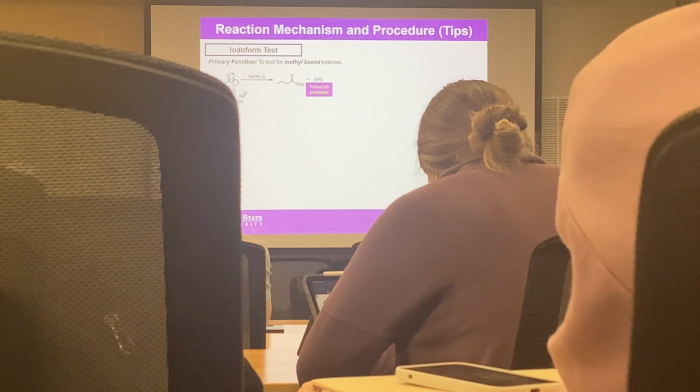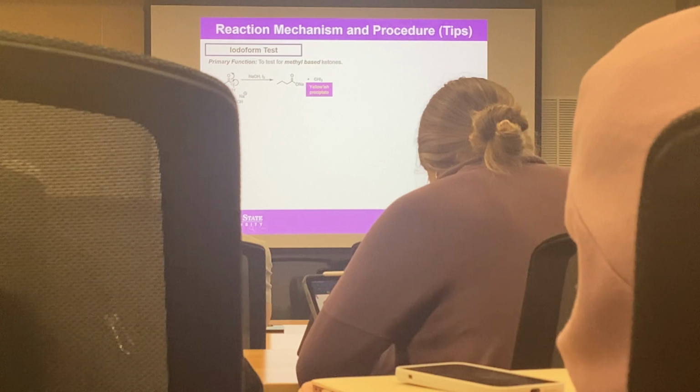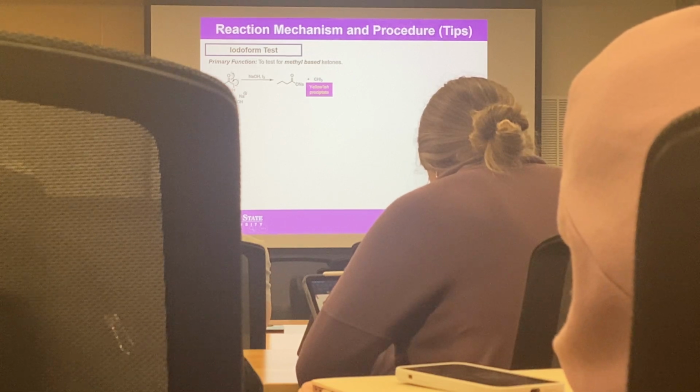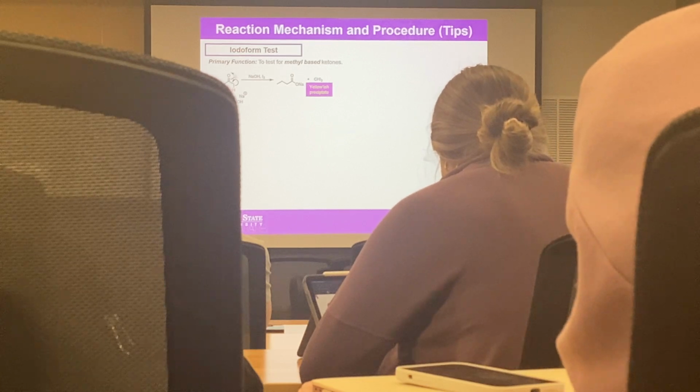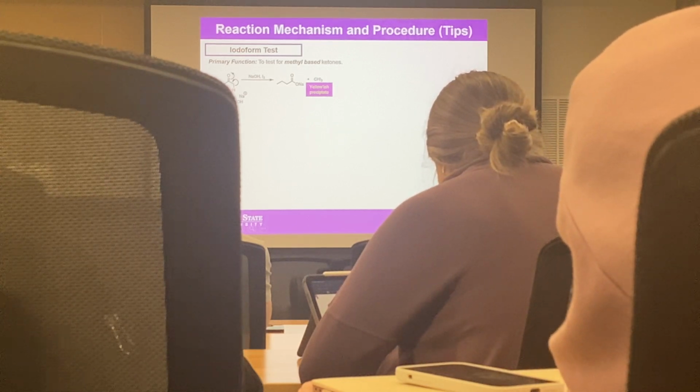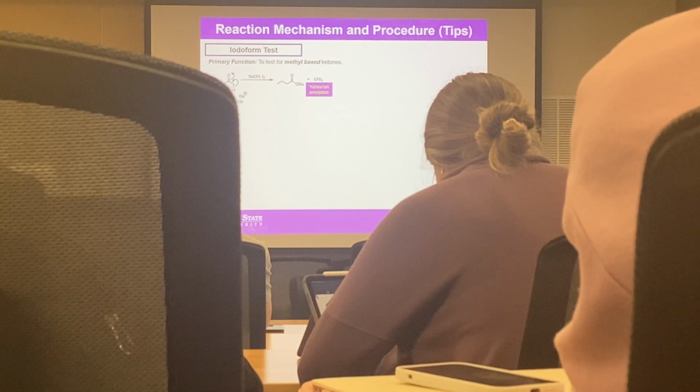So base abstracts that proton, grabs that proton, pushes those electrons there, which in turn pushes those electrons there. So you're pushing this bond there, forming a double bond, and you're pushing that electron there, forming an O minus. That's how you get this, and this is known as an enolate. Now what happens?